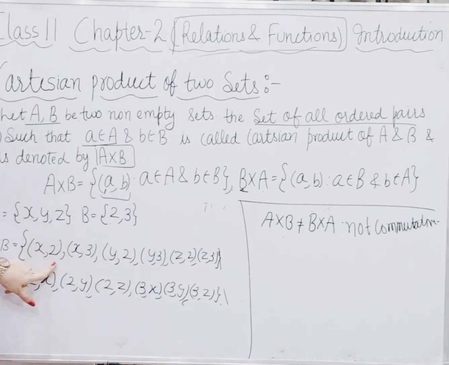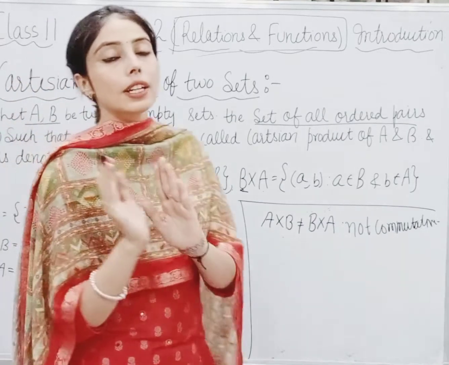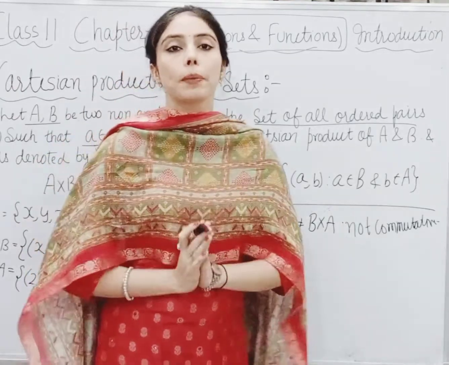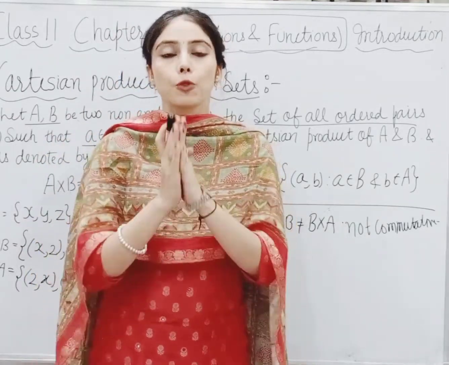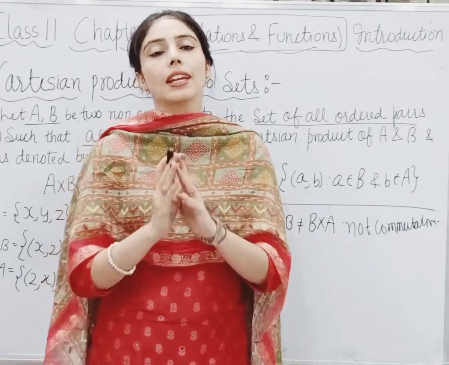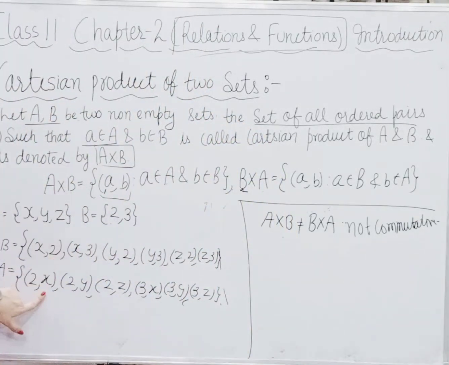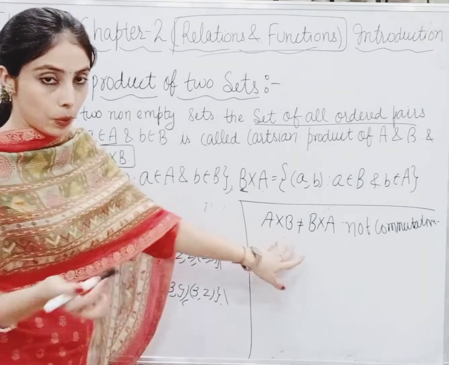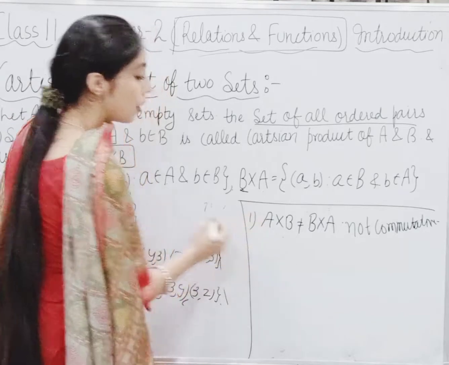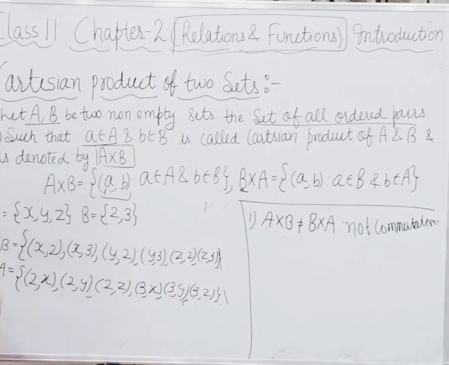The first ordered pair is (x,2), the second is (2,x). So these two are not equal, because in the previous definition we have already discussed that two ordered pairs are said to be equal if their first elements are equal and second elements are equal. But here this condition doesn't hold, so these are not equal. This is the first remark for Cartesian product.